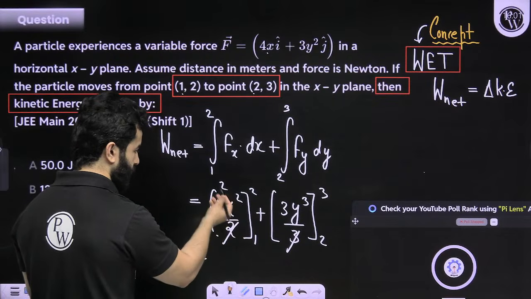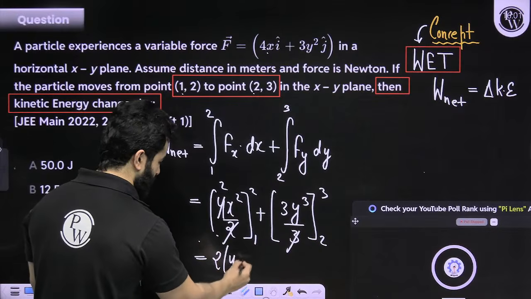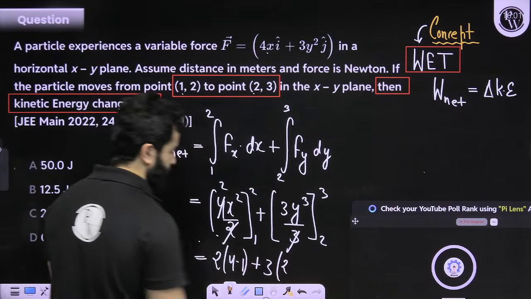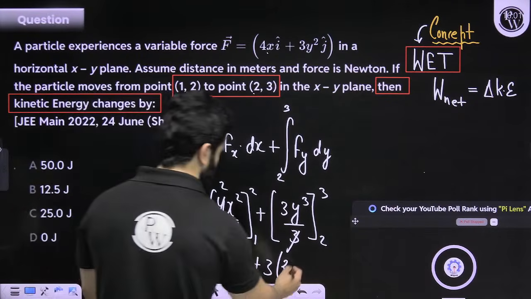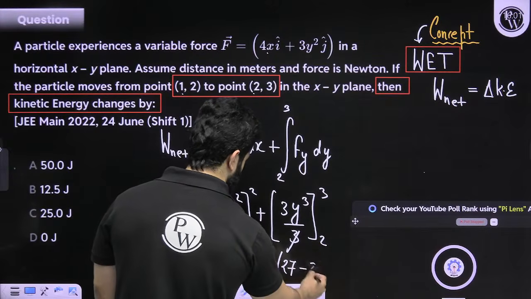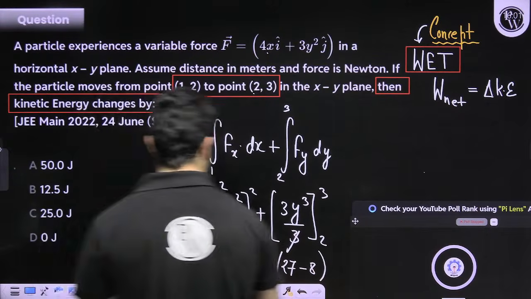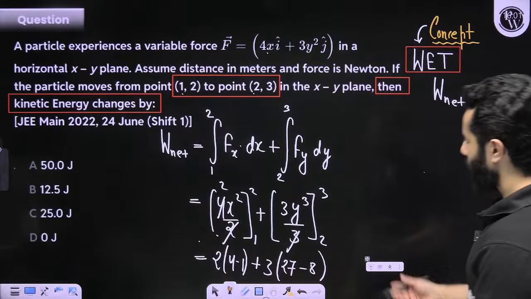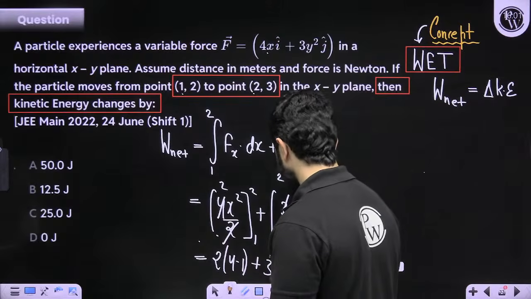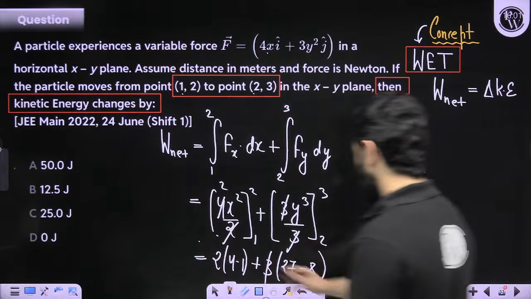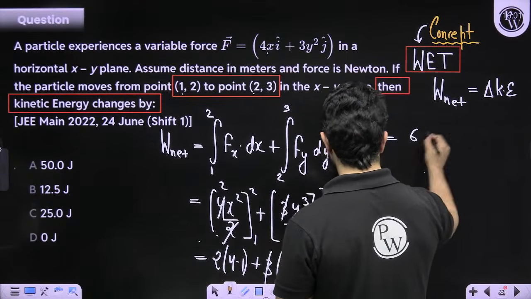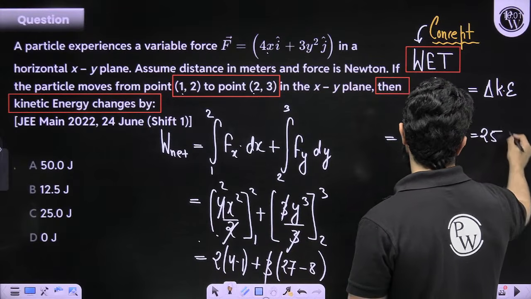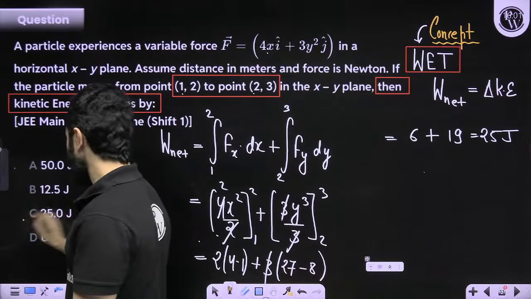Square of 2 is 4, 4 minus 1 plus 3, and this is I believe 27 minus 8. Come on, let me know the answer, what answer we are getting from this one. So this 3 is also getting cancelled out, so we don't have 3 over here, right? So this is 6, this is 6, and this is 19. That means 25 joule is the correct answer.